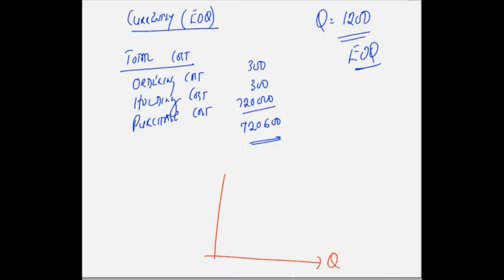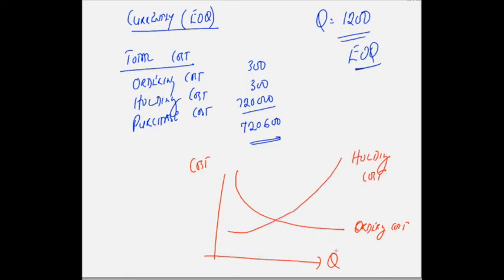If I put order size here and the cost here, this represents what? Ordering cost. Why? The larger the order size, the lesser the number of orders, and that brings the order cost down, right? And this represents what? Holding cost. The larger the size of the order, you have to maintain more inventory. This increases the holding cost.